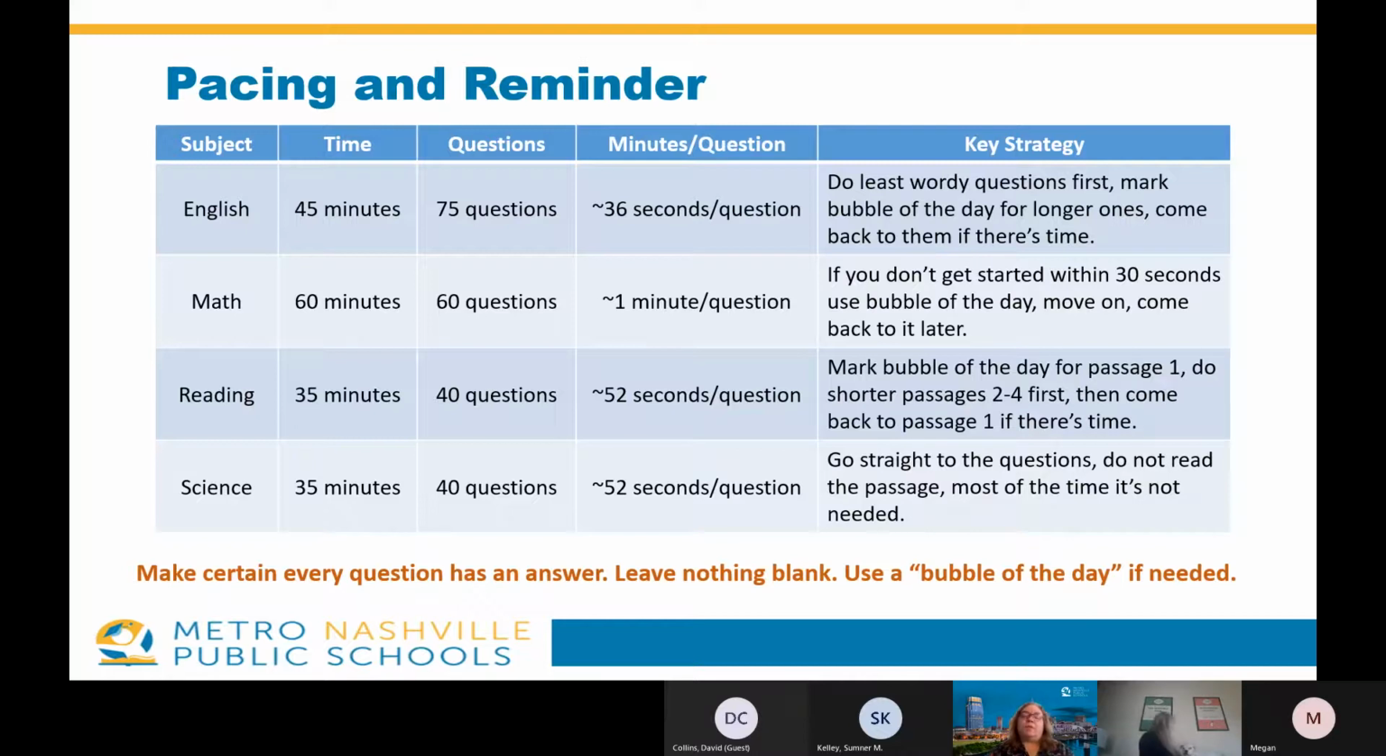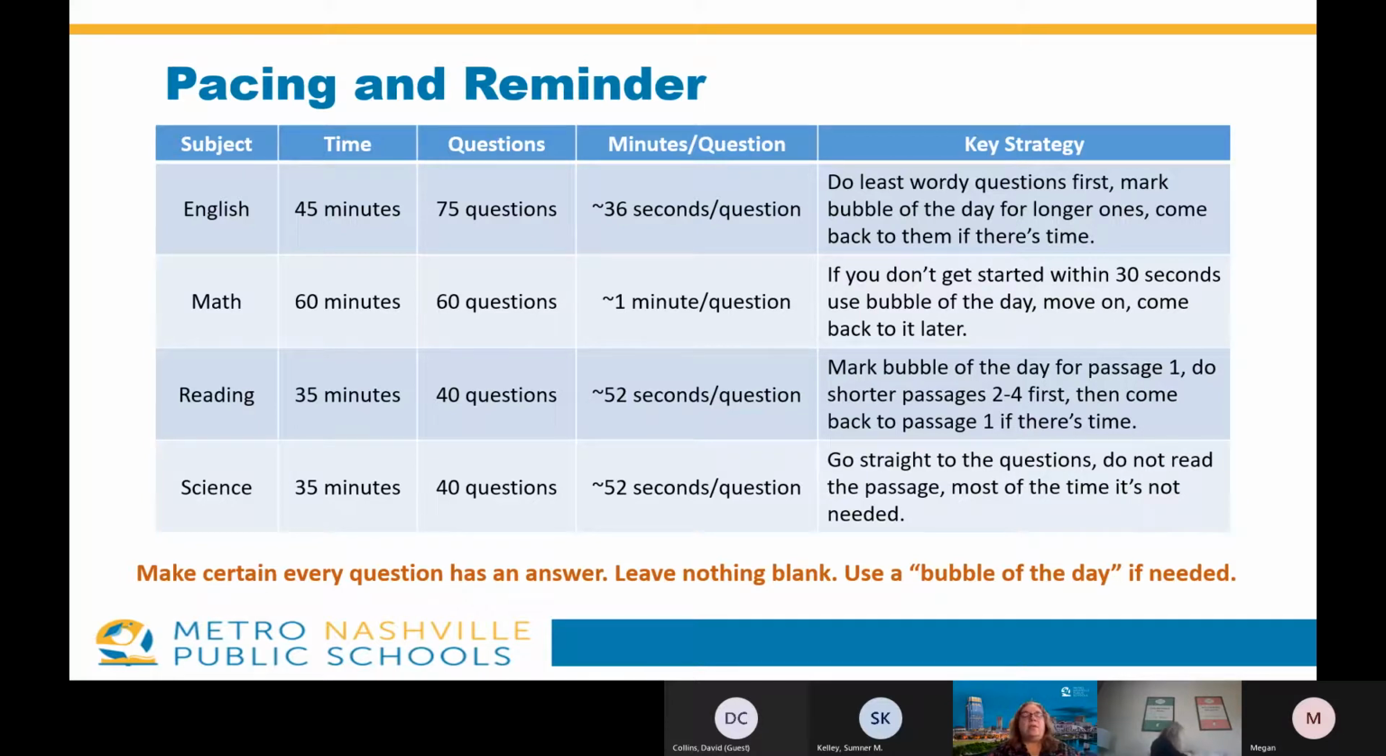For science, it's very similar to reading in the sense that there's 35 questions and you have 40 minutes to do it. So it's a long test. ACT is a long test, but as you can see, the last 2 sections after the break, they are shorter. They're only 35 minutes, and they have fewer questions, 40 questions each.